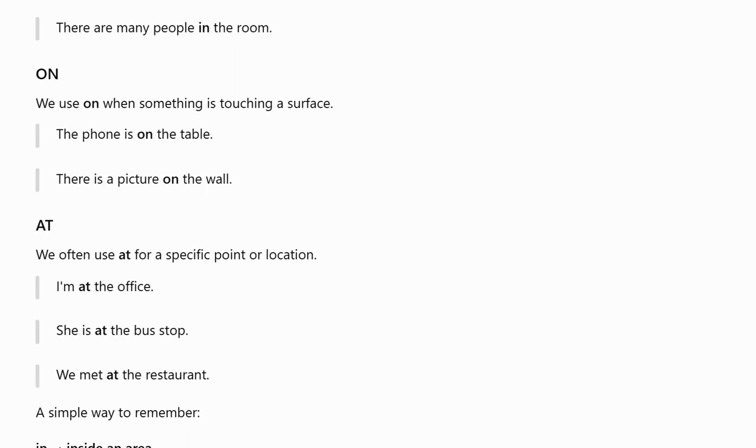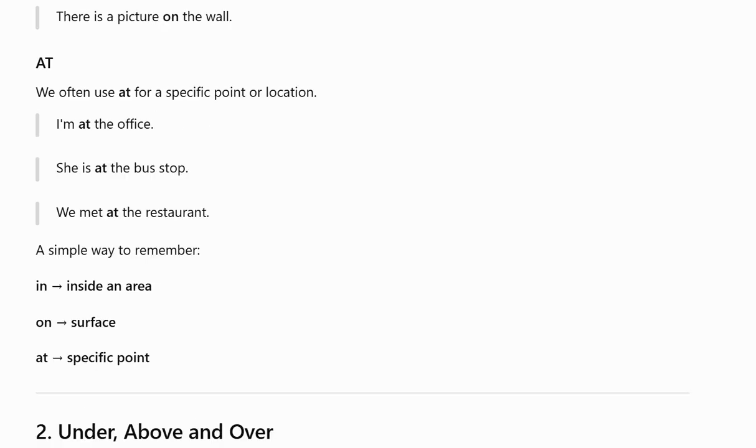On. We use on when something is touching a surface. The phone is on the table. There is a picture on the wall. At. We often use at for a specific point or location. I'm at the office. She is at the bus stop. We met at the restaurant. A simple way to remember: in, inside an area; on, surface; at, specific point.